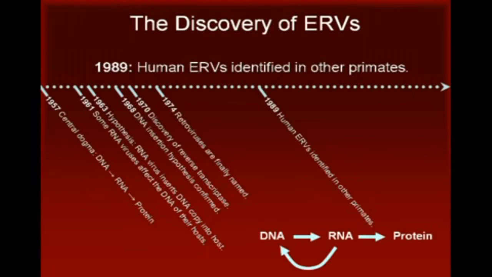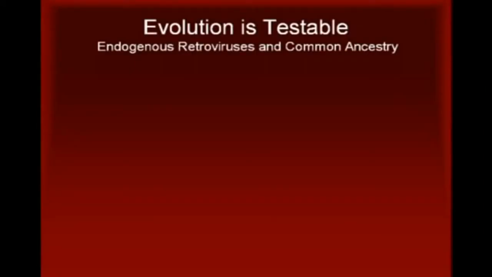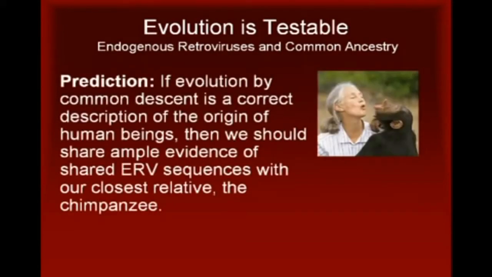The detection and identification of these sequences provides an opportunity to test predictions generated by evolutionary theory, specifically predictions related to common ancestry. One such prediction is quite simple. If evolution by common descent is a correct description of the origin of human beings, then we should share ample evidence of ERV sequences with our closest relative, the chimpanzee.